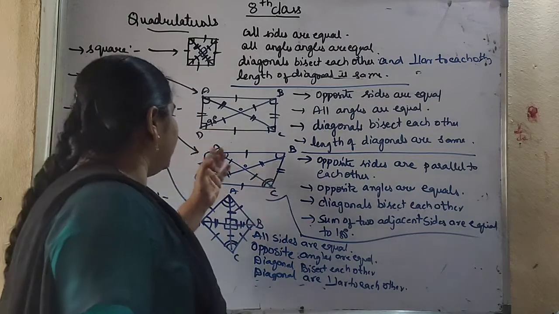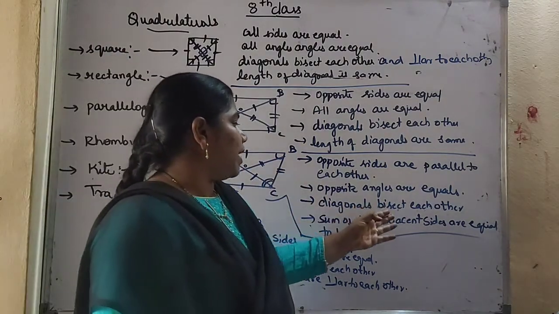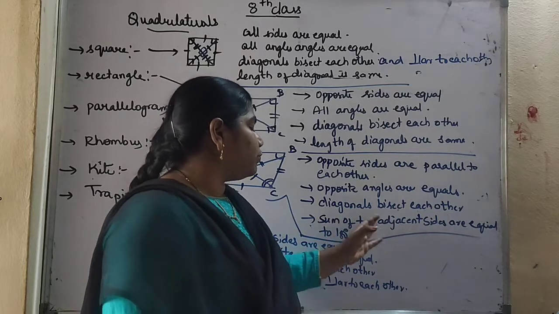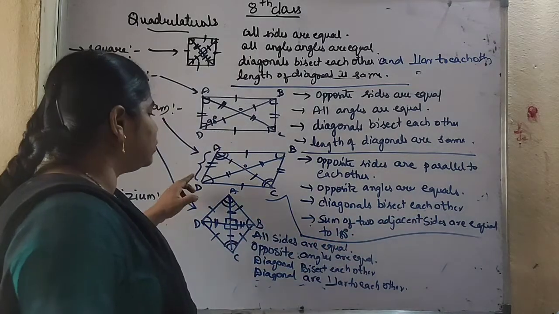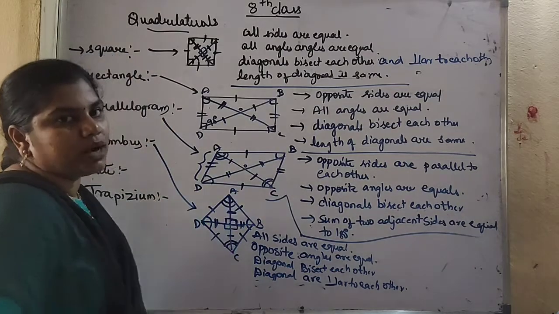Opposite angles are equal, diagonals bisect each other, and the sum of two adjacent sides will be equal to 180. So if you take any two adjacent sides, it will be equal to 180.